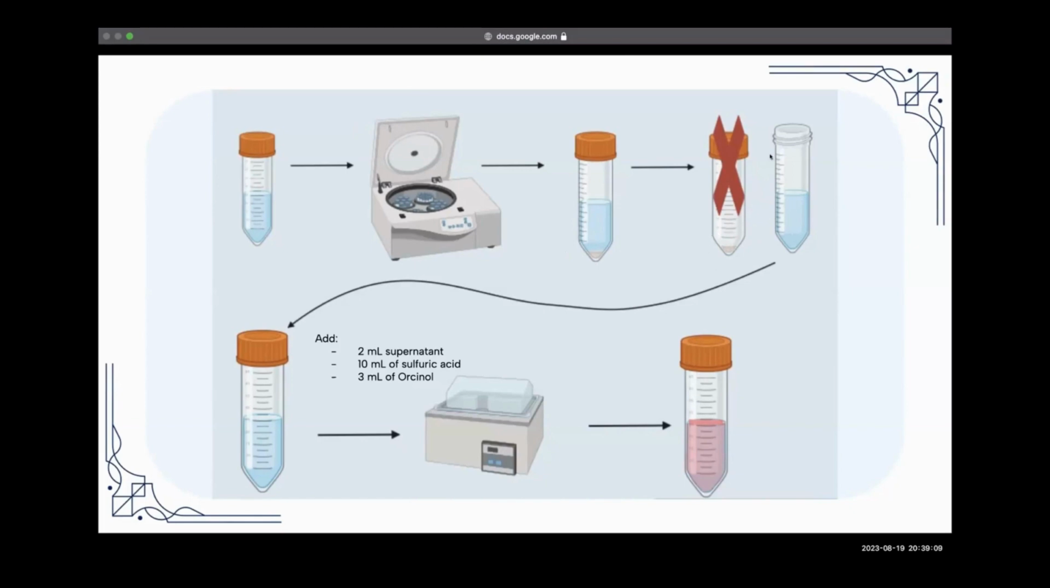In our supernatant, as I said, there will be the remaining xyloglucan, which will be used in our orcinol reaction. So in our orcinol reaction, we'll add 10 ml sulfuric acid, and then we'll also add the orcinol. And this is left in the ice bath, which will create our cherry red color.